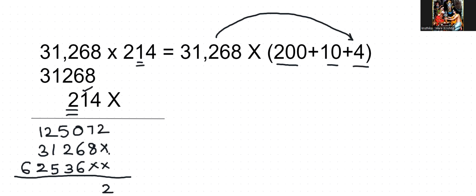Then 7 plus 8 is 15. Then 6 plus 6 is 12, plus 1, 13. 5 plus 5 is 10. 5, 6, 7, 8, balance 1, 9. 3 plus 2 is 5 plus 1, 6. So this is the answer you're getting for this sum.